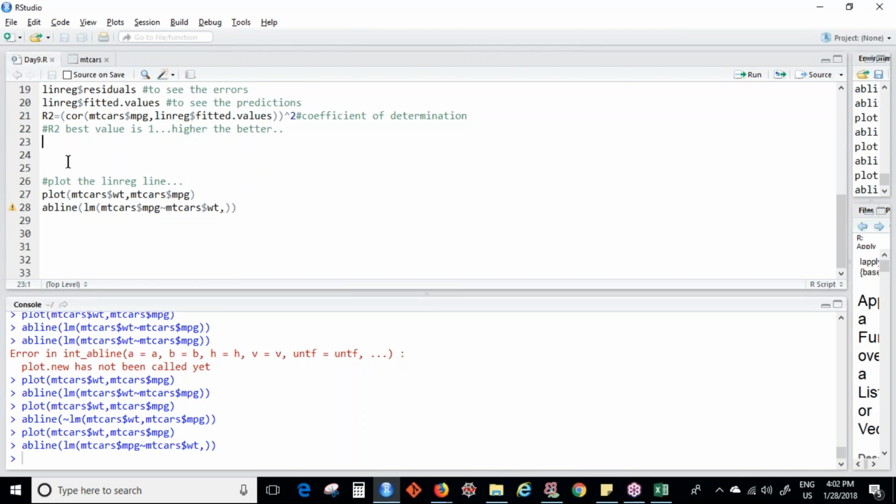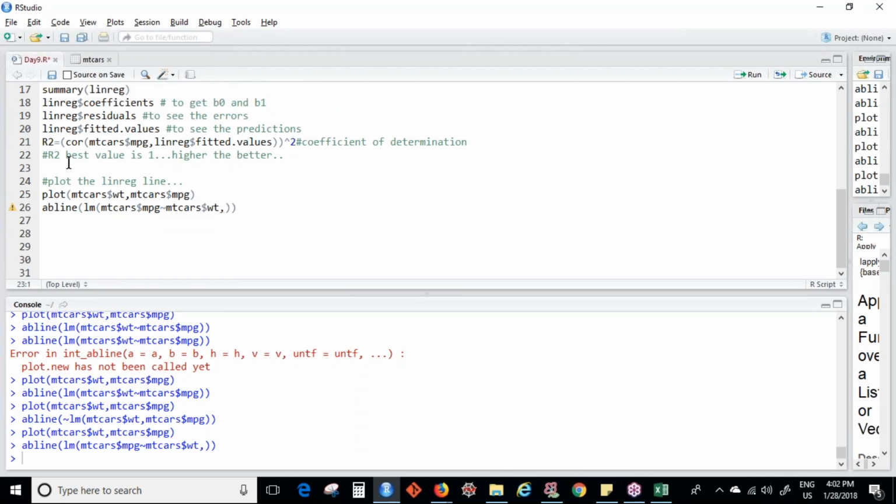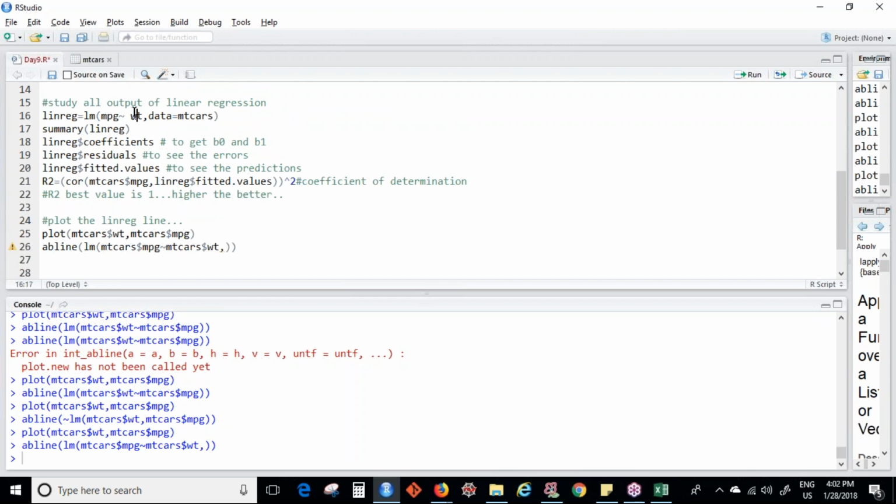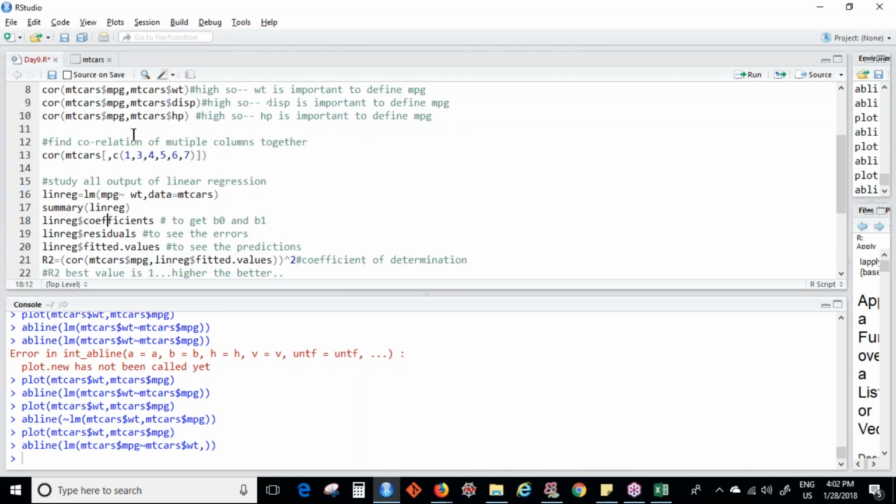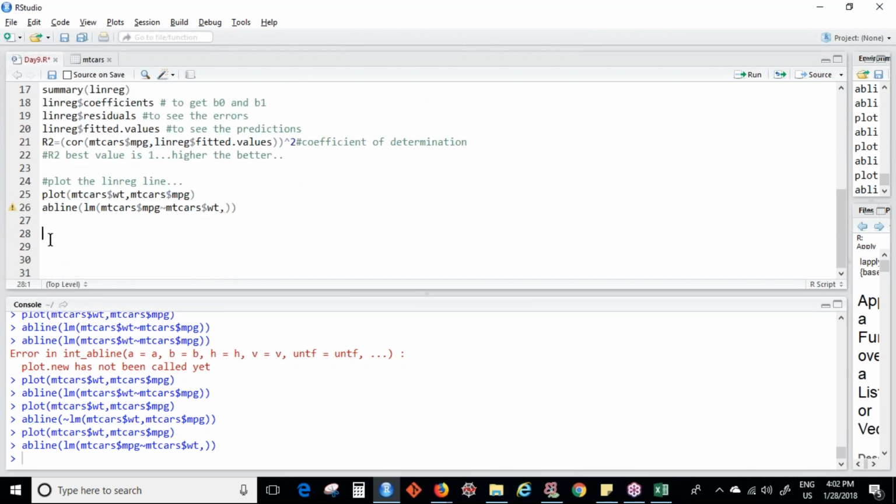Now let us come up with different models. Right now we have just seen one model, which had weight as its independent variable. Now let us come up with another model with a different independent variable. So let me call it reg2. It will also be lm, miles per gallon, tilde symbol. Let me use the horsepower now.